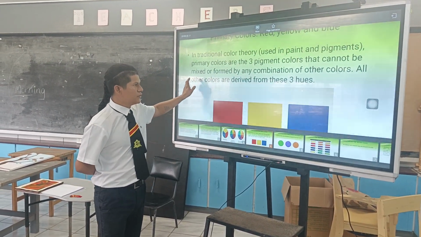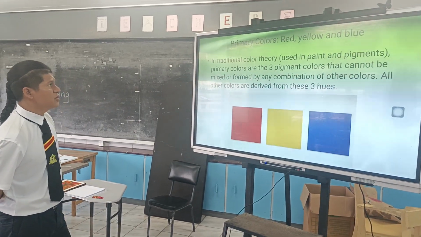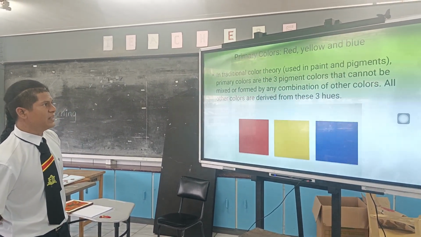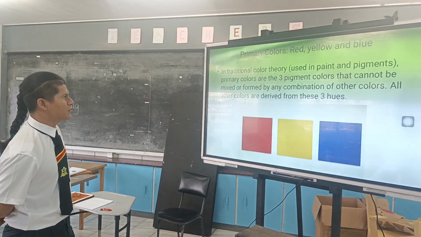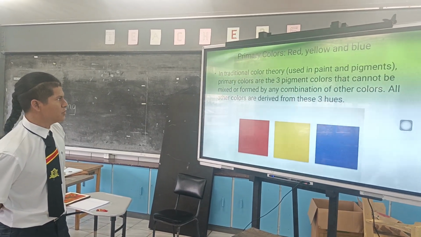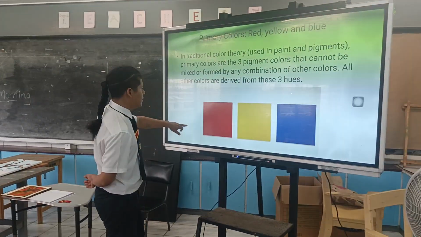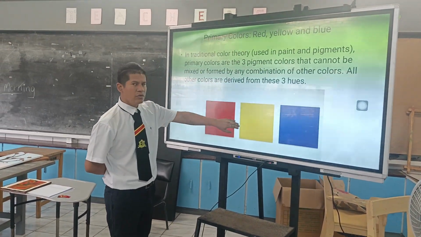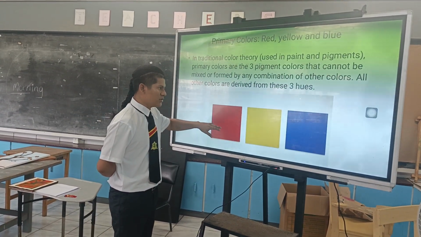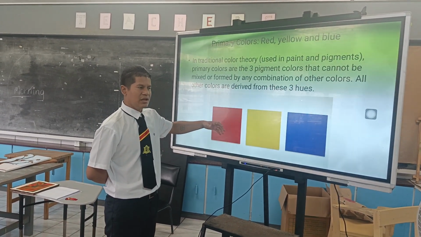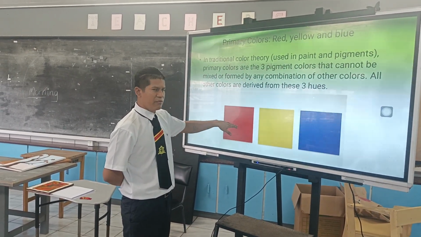And the first one we look at for the students would be the primary colors. Again, primary colors in traditional color theory used in paints and pigments. Primary colors are the three pigment colors that cannot be mixed or formed by any combination of other colors. All other colors are derived from these three. What does this mean? It means that red, yellow, and blue are base colors. You can't make these colors. These colors are natural colors that exist, and then every other color that we know about, or every other color that we use, comes from these three colors.